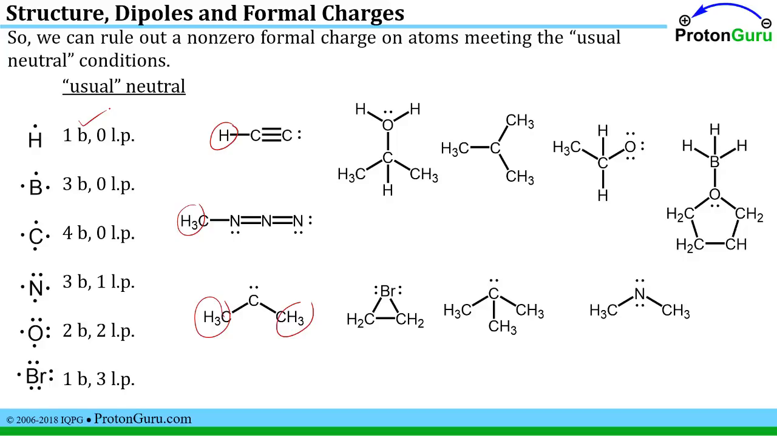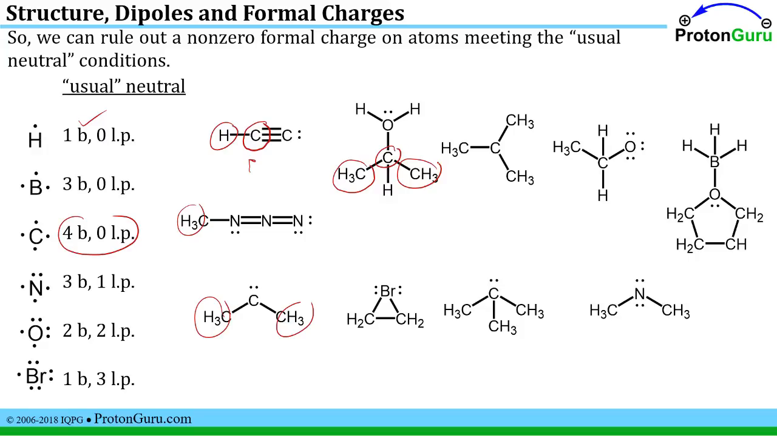So none of the hydrogens should be necessary for us to evaluate to see if it has a formal charge other than being neutral. So we can also rule out any carbon that has 4 bonds and no lone pairs, like this one, or any of the CH3 attached to some carbon units. Most of these atoms in these structures will have a formal charge of 0.